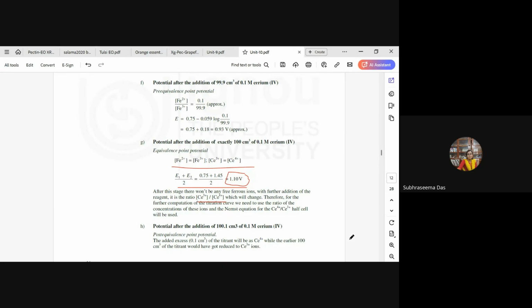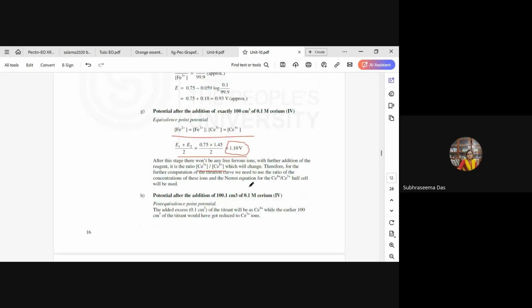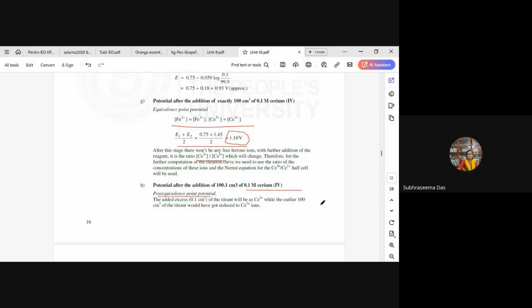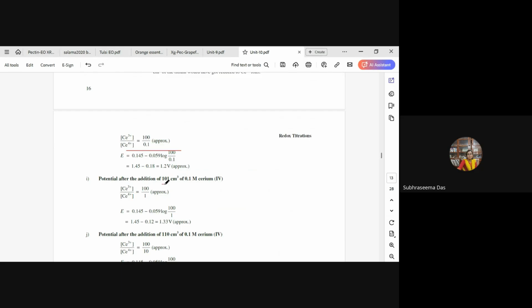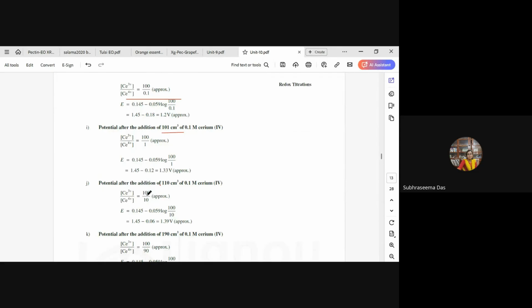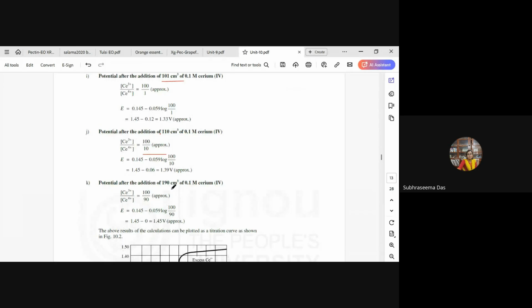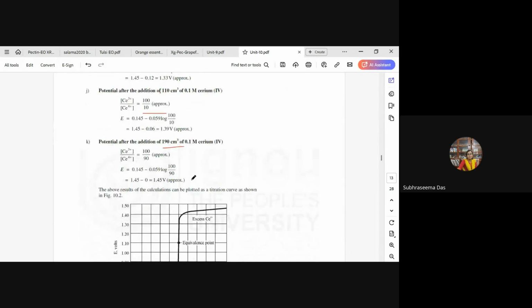Here again, the potential after addition of 100.1 ml of cerium is called the post-equivalence point potential, because the equivalence point has already been reached but we are still adding 0.1 ml extra of Ce4+ solution. As a result the Ce3+ ratio becomes 100 to 0.1. Then after addition of 101 ml it becomes 100 by 1, at 110 ml the ratio becomes 100 by 10, and the addition of 190 ml gives 100 by 90. So this is the potential after addition of 190 ml of 0.1 molar cerium into the solution.